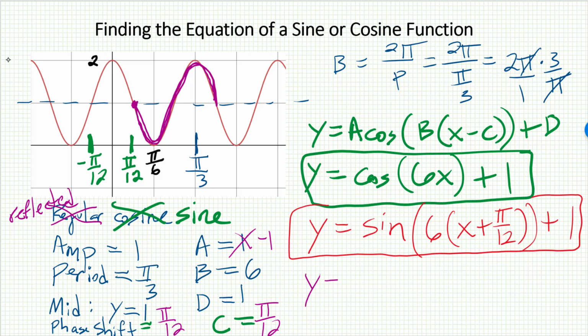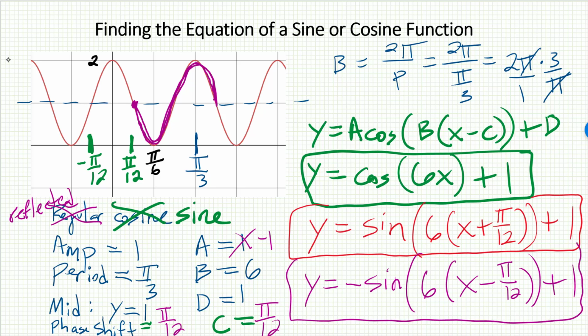And so my equation here would be very similar. I would have a negative because of the reflection, and then I would have a shift to the right, so I would write x minus pi over 12 instead of plus pi over 12. Here's another equation that describes the same graph. Let's go to the calculator to verify.